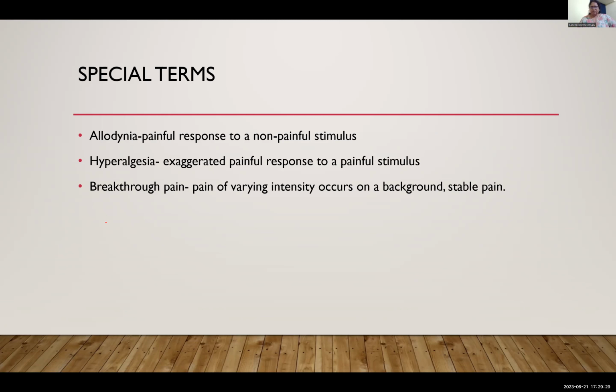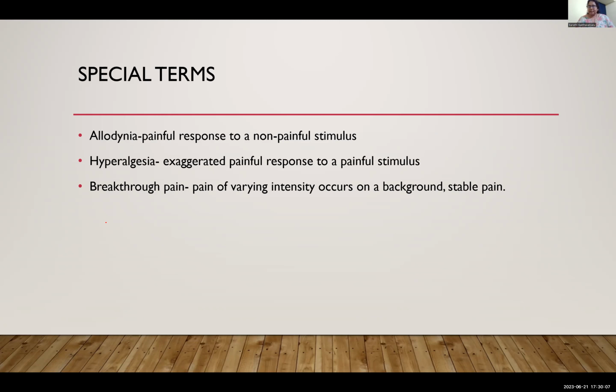And breakthrough pain itself, it's a type of pain. You will be learning that in detail in other classes and forthcoming classes. So this pain can occur in varying intensity on a background pain. Say, for example, in fracture humerus, patient may have, you ask him anytime that, okay, I have pain, say 5 out of 10 in the numerical scale, which is controlled with NSAID and paracetamol.